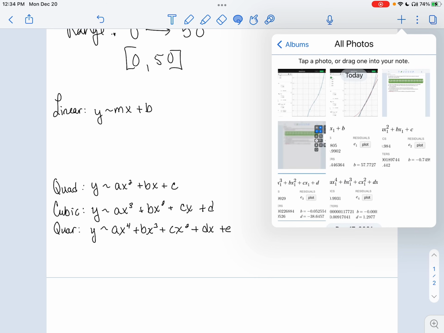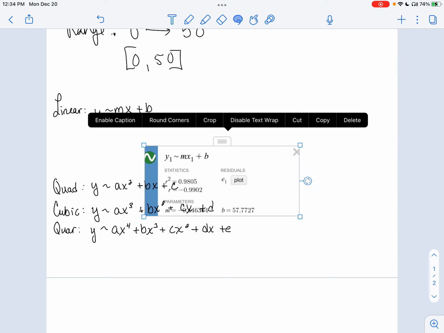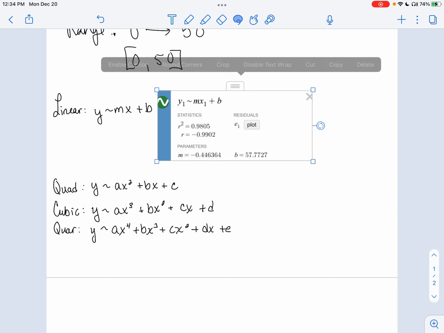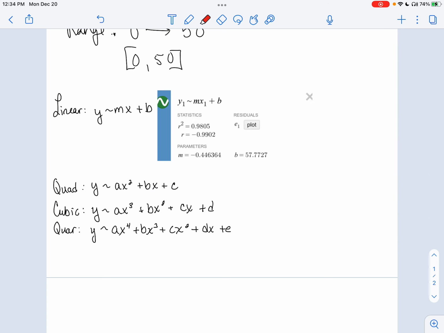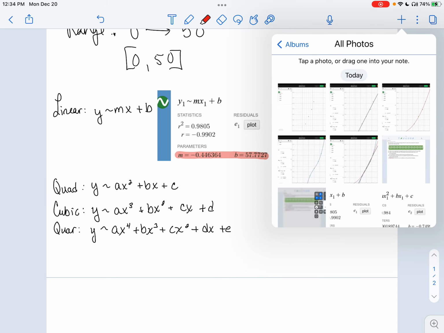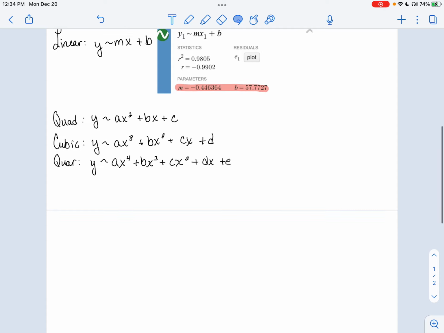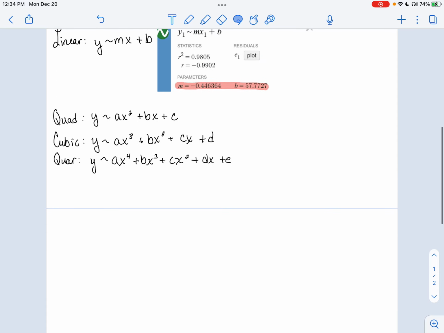Here it is. I think it's this one right here. All right, there's my y1. There's my y equals mx plus b. Here's m, and here's b. Let's move this stuff down. Quadratic.